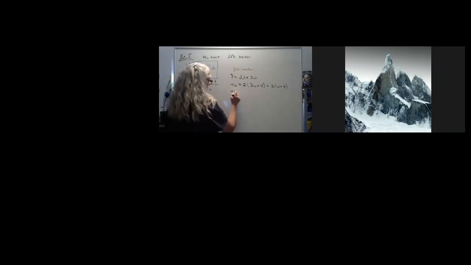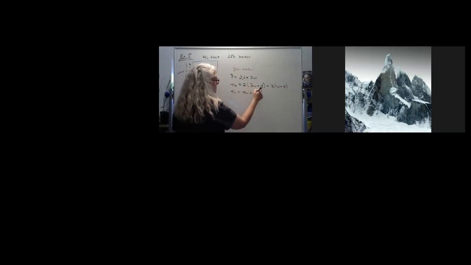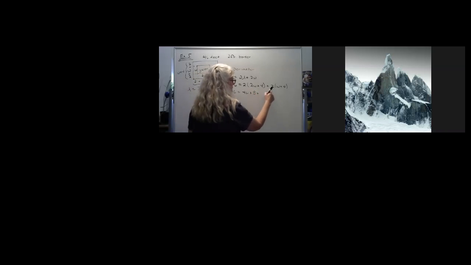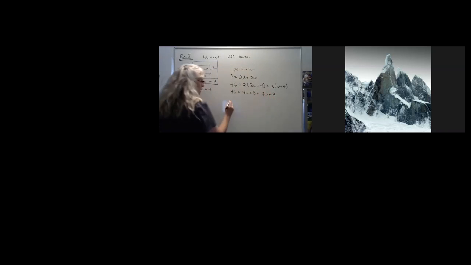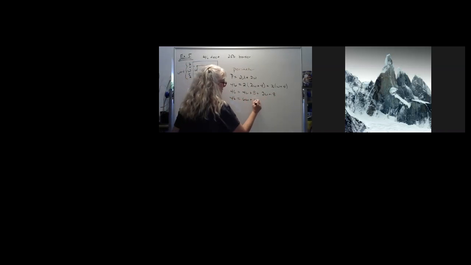So we'll have 46 is equal to 2 times 2W, which is 4W. 2 times 4 is going to give me 8. 2 times W is 2W. And 2 times 4 gives me another 8. Now we'll collect like terms. So 4W and 2W, that's a 6W. The 8 and the 8 is going to give us 16. Okay, we'll go ahead and subtract the 16 to the other side. That's going to give me 30 is equal to 6W. And then we'll divide out the 6. That solved really nicely. So W is equal to 5.